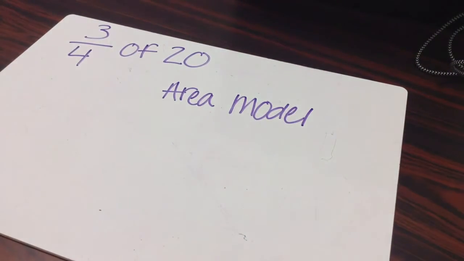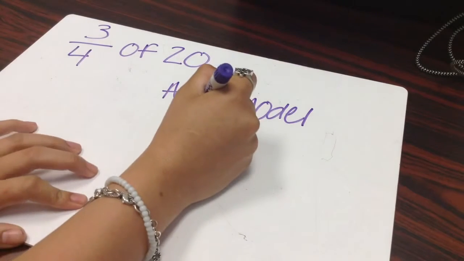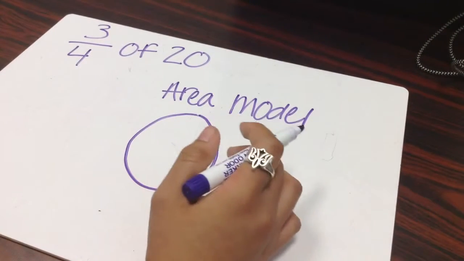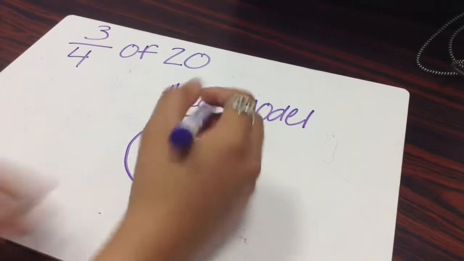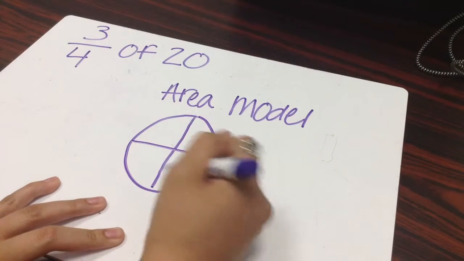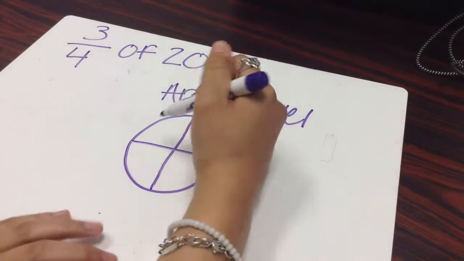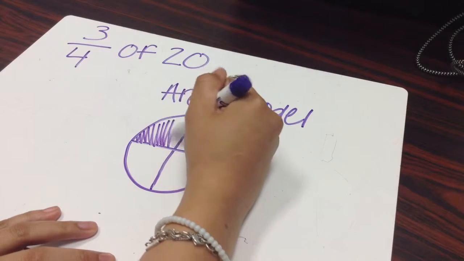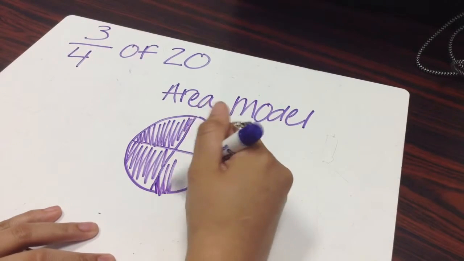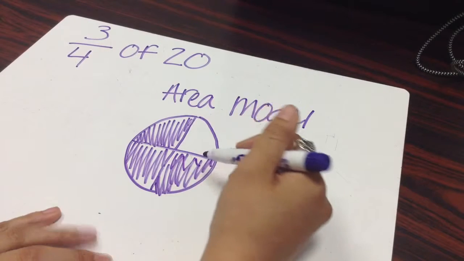And our area model is talking more of a certain area, like a region. It's not like a group of anything. It's more of a certain part of a region. And so we'll have our circle that represents 20. So the whole circle represents 20, and we're going to divide it up into 4 equal parts, and we want 3 of those parts. So we'll shade in 3 of the 4. And that's our 3/4 of our 20.